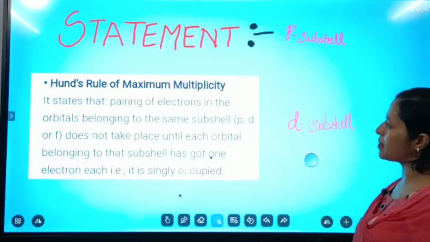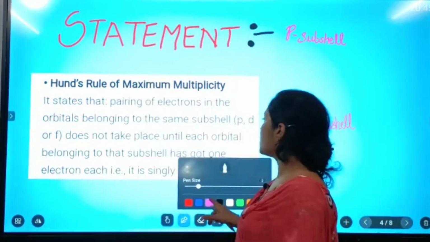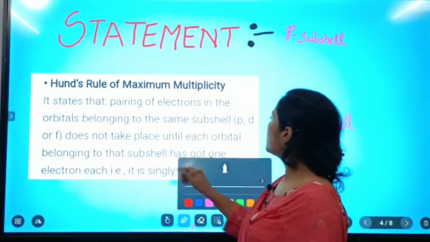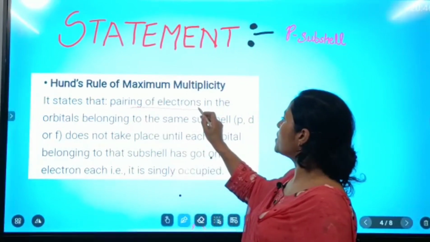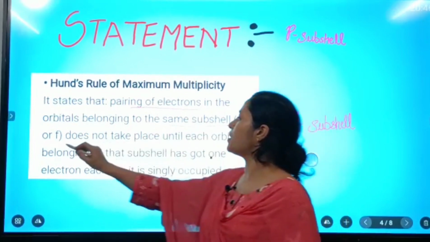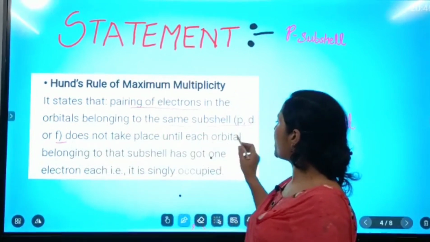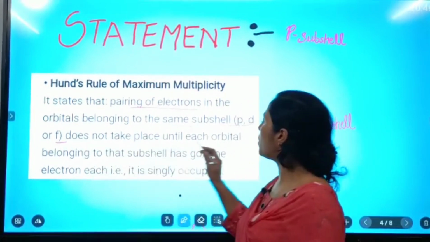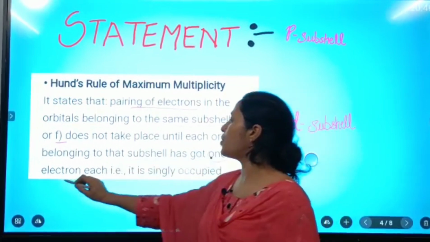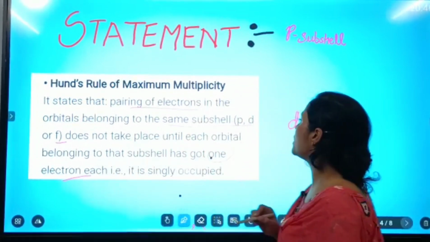Now what does it state? It states that pairing of electrons in the orbitals belonging to the same subshell p, d and f does not take place until each orbital belonging to that subshell has got one electron each. Now what does it mean?